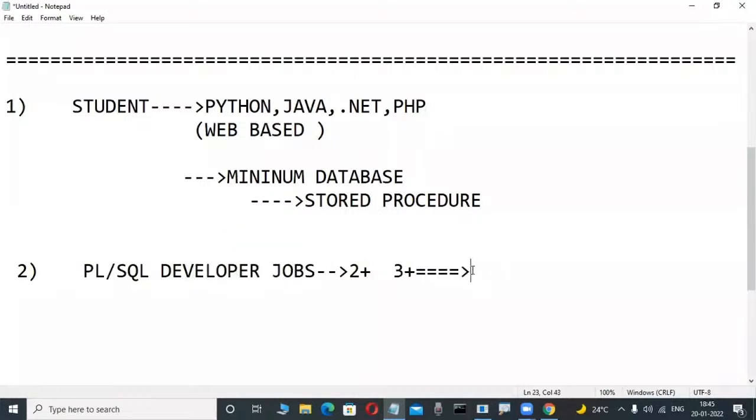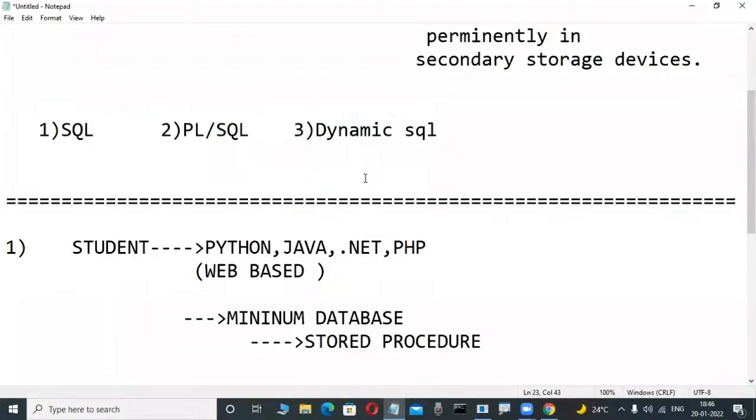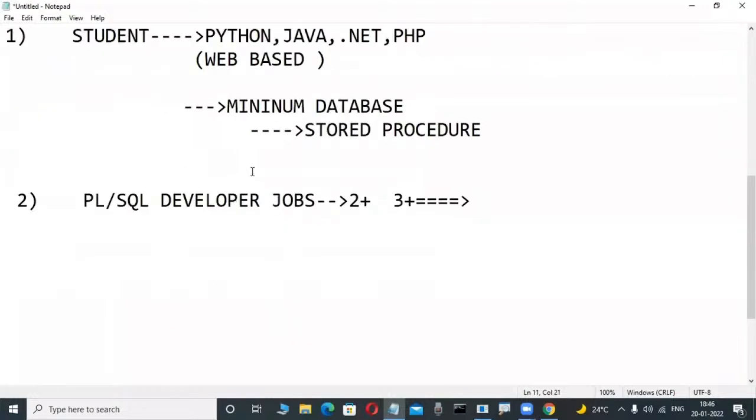Those persons applying for PLSQL developer jobs are also learning about this course. Because in this course, SQL also we are learning and PLSQL also we are learning, or not? Yes. Again, observe here, SQL developer jobs purpose.